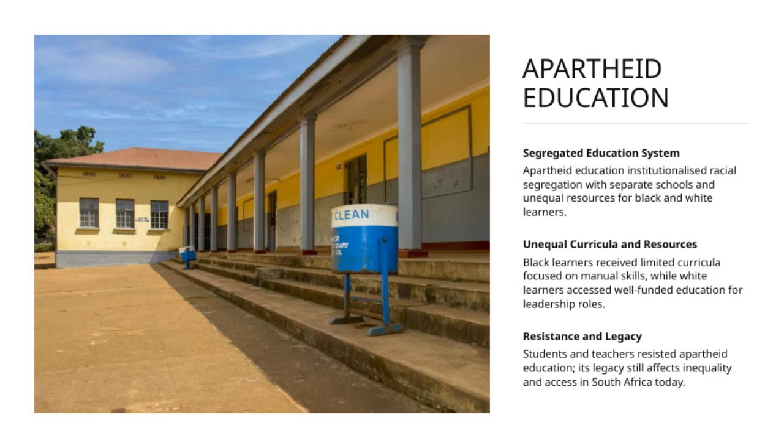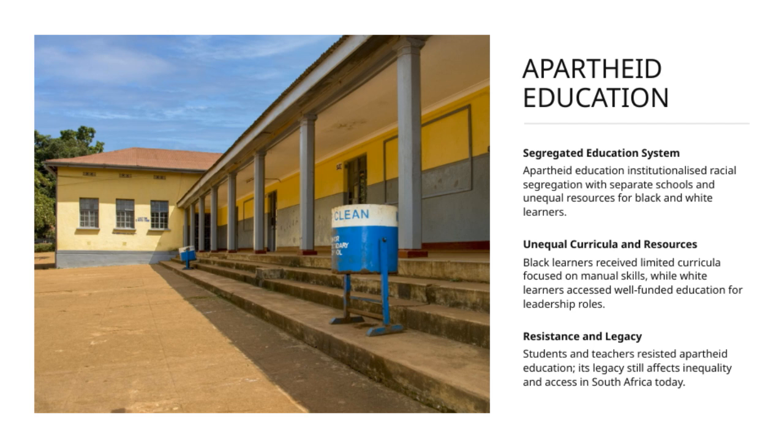Let's talk about the segregated education system under apartheid. This system truly institutionalized racial segregation, meaning that there were completely separate schools for Black and white learners. But more than just physical separation, the resources allocated to these schools were vastly unequal. White schools received far more funding, better facilities, and resources, while Black schools were severely underfunded and limited in what they could offer. The curricula also reflected these inequalities.